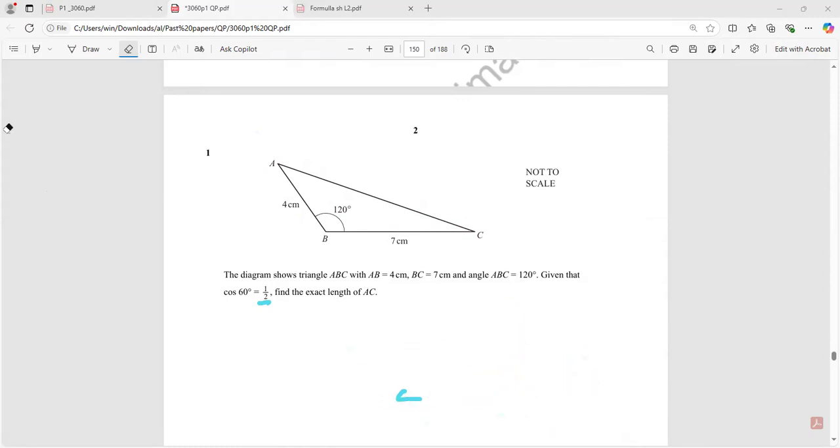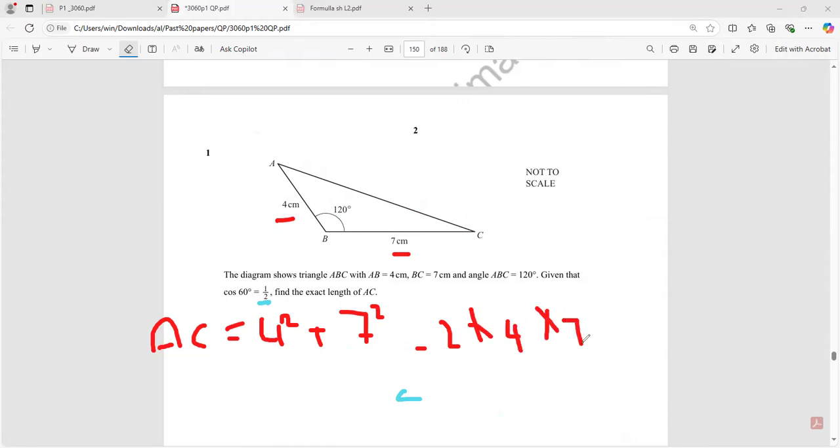Okay, let's see. Here we are going to apply the cosine rule. What does the cosine rule say? AC squared equals the first squared, 4 squared, plus the second squared, 7 squared, minus 2 multiplied by the first, 4, multiplied by the second, 7, multiplied by cosine 120, which will be negative half. And for sure we're going to flip the sign to positive because we have negative and negative. So let's get started.